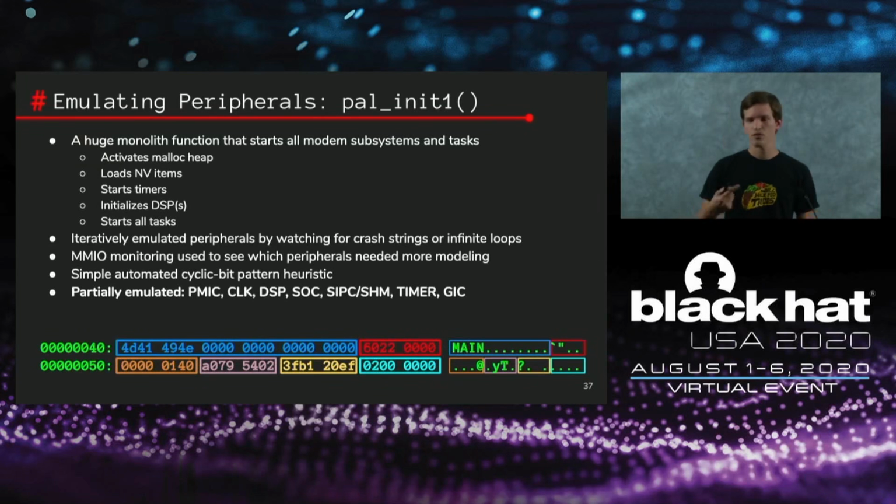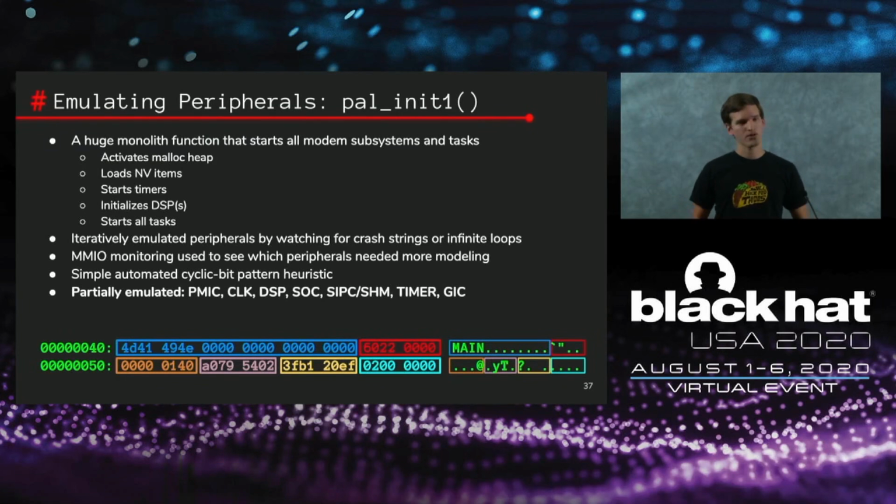To churn through this, we iteratively emulated the peripherals. We watched for crash strings or infinite loops. We used memory-mapped IO monitoring to see which peripherals needed more modeling. And it was really an iterative cycle. We also used some simple cyclic bit patterns to fuzz our way through some peripherals that were able to get us past any checks.